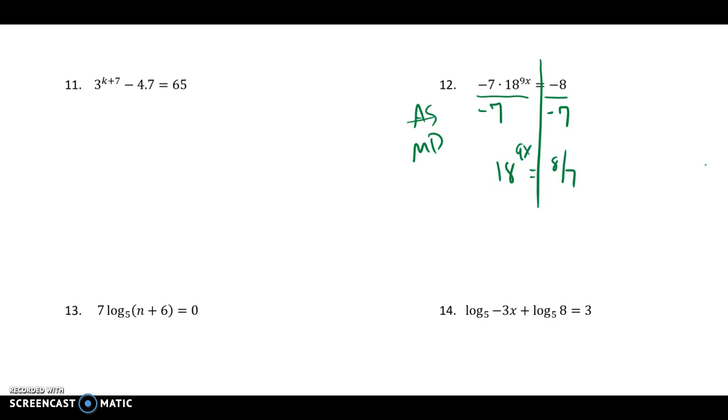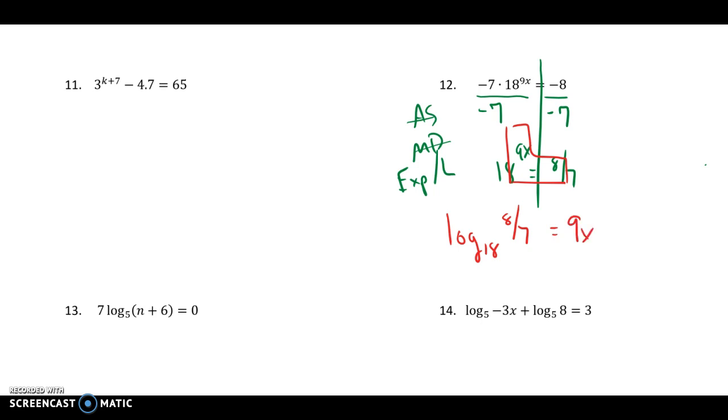So now, how do I move the 18? I'm not going to divide the 18. The 18 is a base to 9x, and x is an exponent. So multiplication or division is not going to happen again here. So the problem is I need to get to that x, and it's connected to 18 as a base and an exponent. So to undo an exponent, I turn it into a log, and that's where I'll make that capital L that we did. So I'm going to write the word log. I'm going to write log base 18 of 8/7, and that's going to equal 9x.